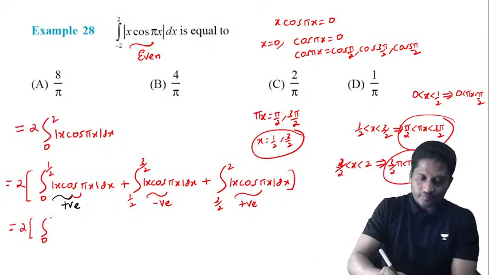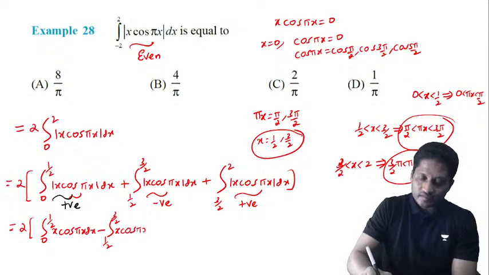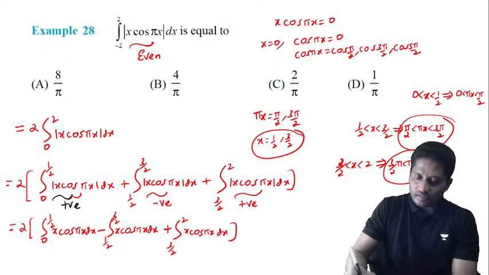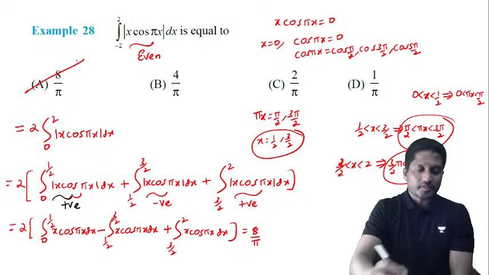This is integral 0 to half x into cos pi x dx, minus integral half to 3 by 2 x into cos pi x dx, plus integration of 3 by 2 to 2 x into cos pi x dx. Integrate all this, you will get the answer as 8 by pi. Right, answer is option A.